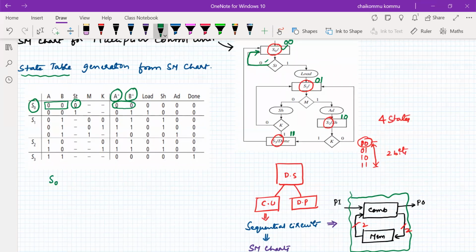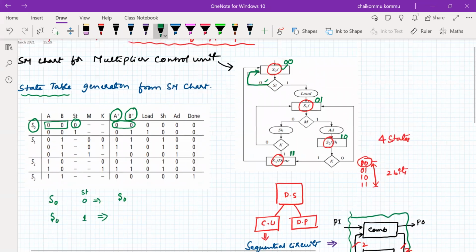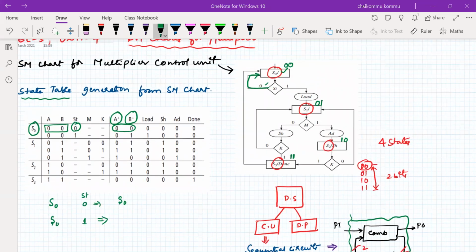You are in S naught state. Okay, st is 0, for example 0, then where do you have to go? You should remain in the same state. That means the next state could be the same state. For example, if you are in S naught and st is equal to 1, then where do you go? From this diagram you can easily understand, right? From this diagram you can easily understand where you have to go.